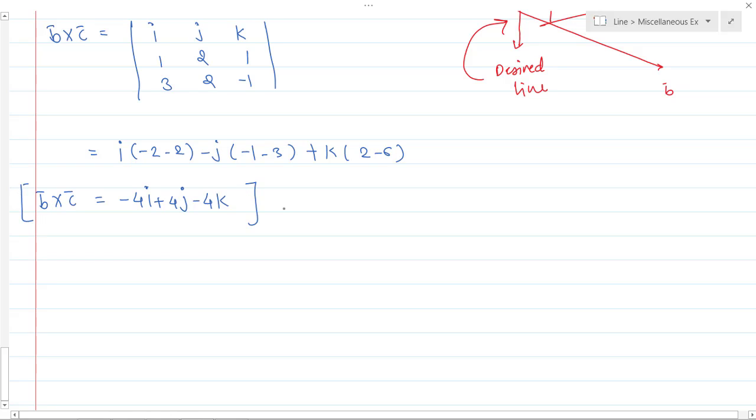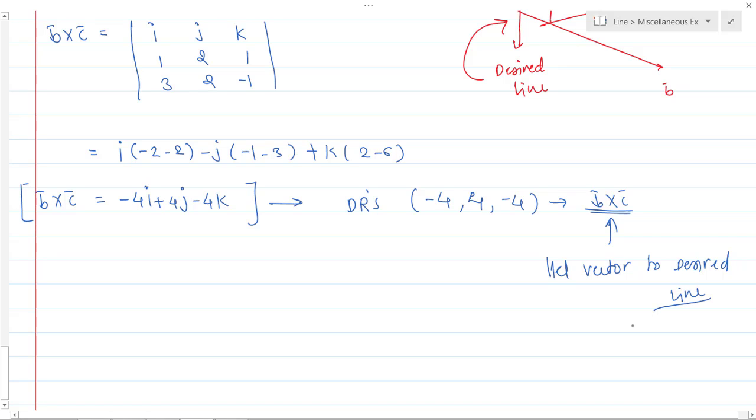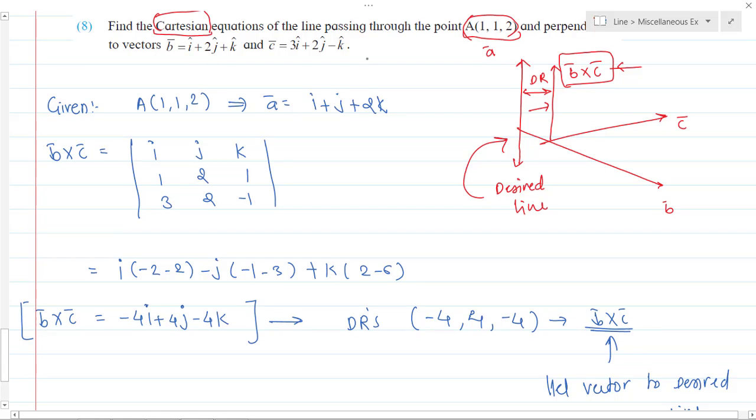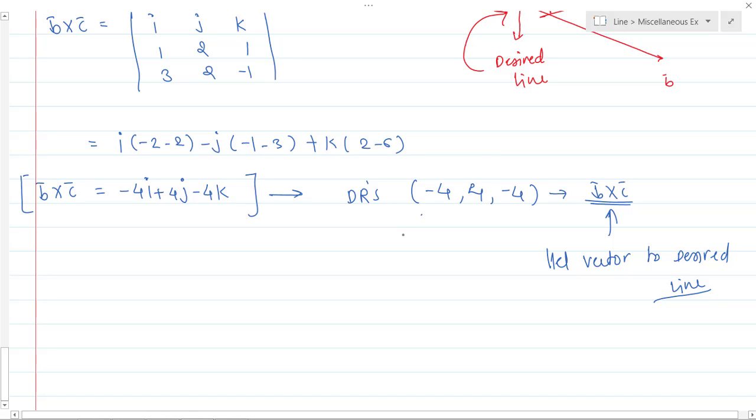Once you get the vector, now tell me what will be the direction ratio of this b bar cross c bar. These are nothing but simply the coefficients of i, j and k. So this is the direction ratio of b bar cross c bar. Done boss, we got the direction ratio of b bar cross c bar, which is nothing but the parallel vector to the desired line. So we have both pieces of information with us. The first is the point through which the line is passing. The second is the direction ratio of the parallel vector.